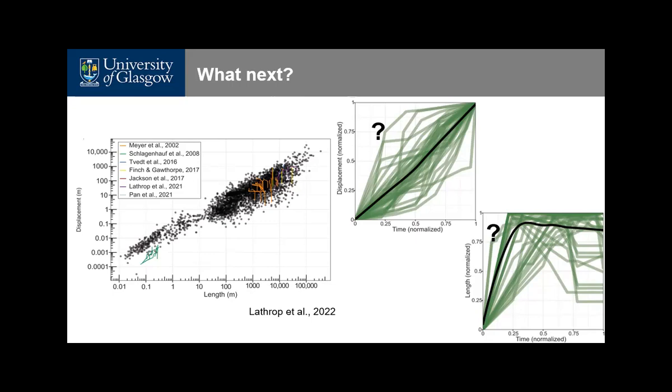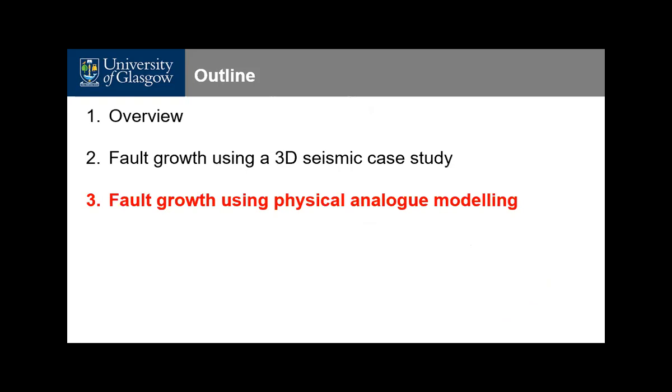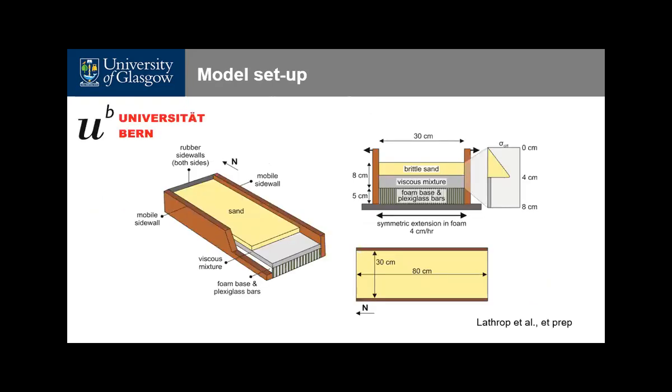So when I say that the fault has a quick lengthening stage, really all I'm seeing is from 0 to 20%, and you just can't resolve it. So I wanted to dig into that a little deeper. In order to do that, I did a bit of physical analog modeling. So I went to the University of Bern. I spent about a month there, mostly eating cheese, but also running some models.